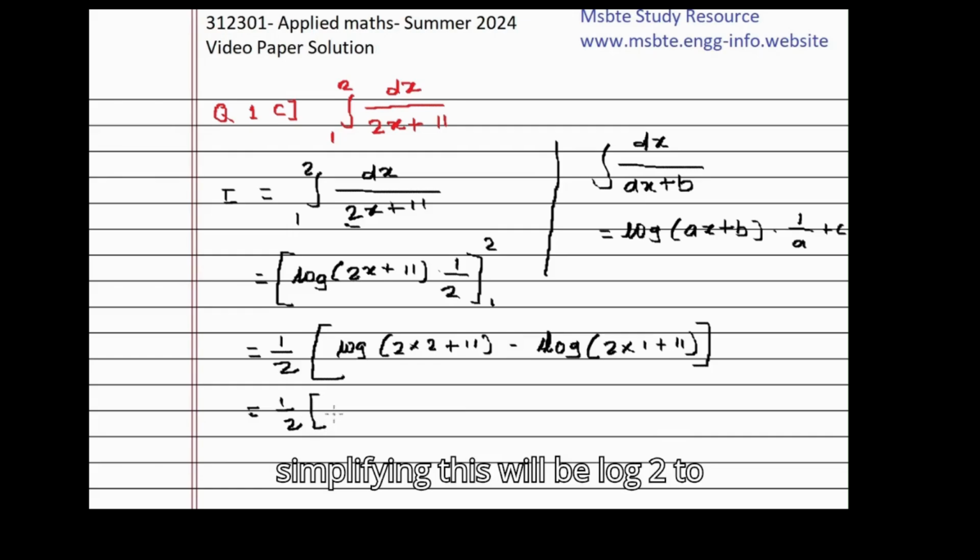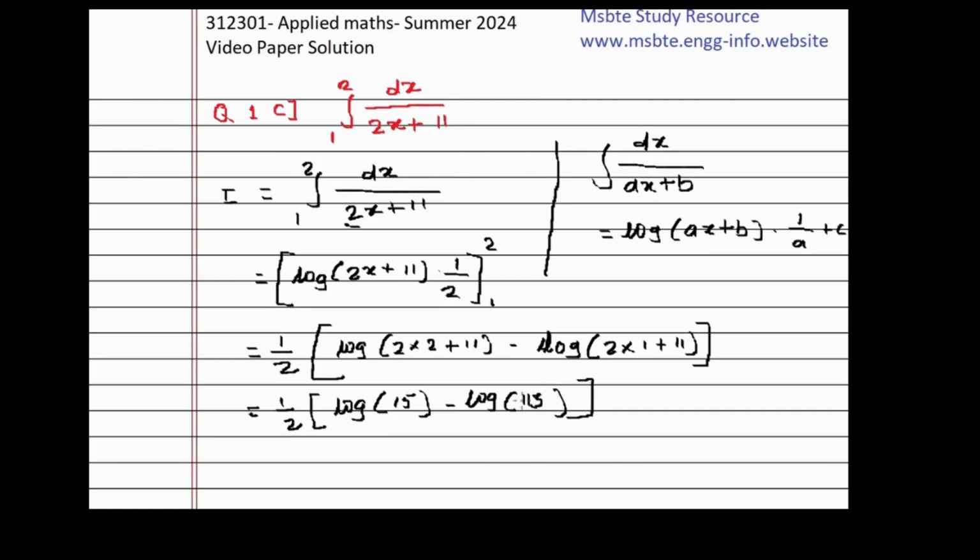So simplifying, this will be log of 2 into 2 plus 11, that is 15, minus log of 13. 2 into 1, 2 plus 11 will be 13. So further simplifying using the rules of logarithm, the final answer will be 1 by 2 log m upon n, that will be 15 by 13. This will be the final answer.